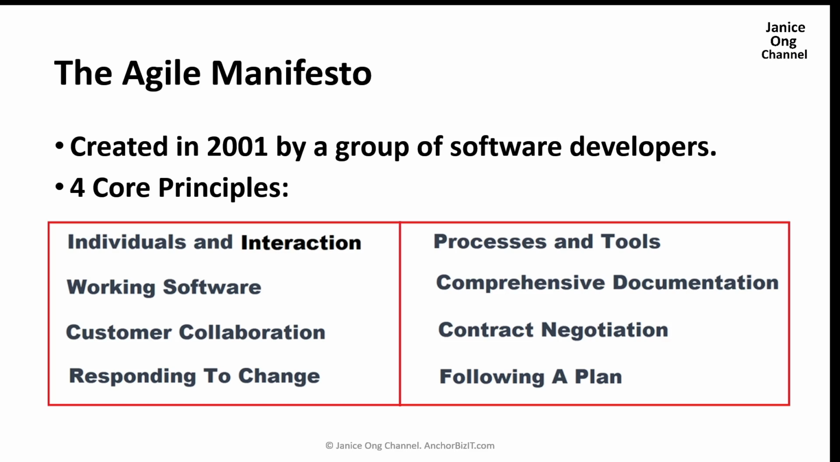Agile encourages close collaboration with customers throughout the development process, allowing for continuous feedback and adaptation to meet customers' needs. Number 4, responding to change over following a plan. Agile recognizes that requirements and priorities can change rapidly, and it values the ability to adapt and adjust the project direction based on new information.